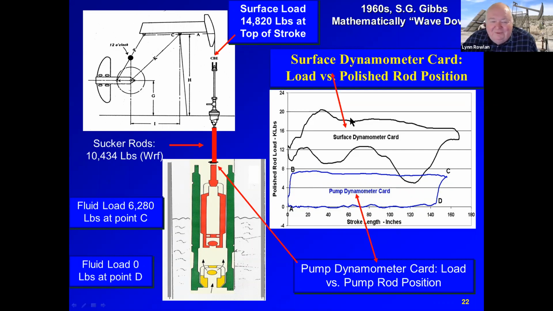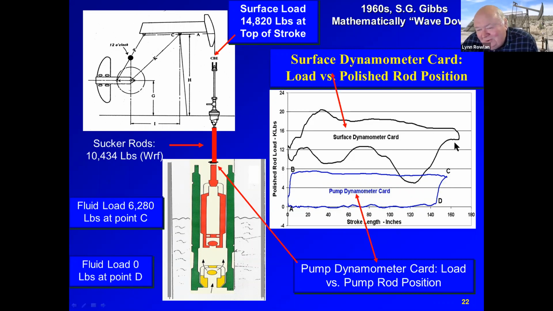Now I want to just show a couple more things here. If I were to weigh this well with a load cell right there at the top of the stroke, it's 14,820 pounds. And the rod string and fluid weighs 10,400 pounds. If I were to subtract that, it would be 4,420 pounds. Well, the load right there, minus weight of rods and fluid, doesn't equal 6,280 pounds. So sometimes that doesn't make sense.